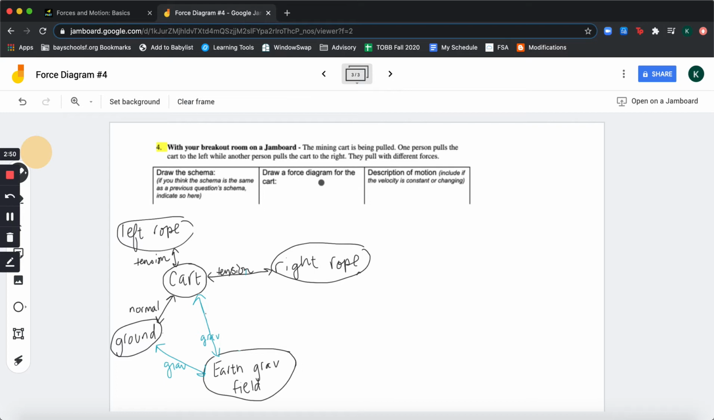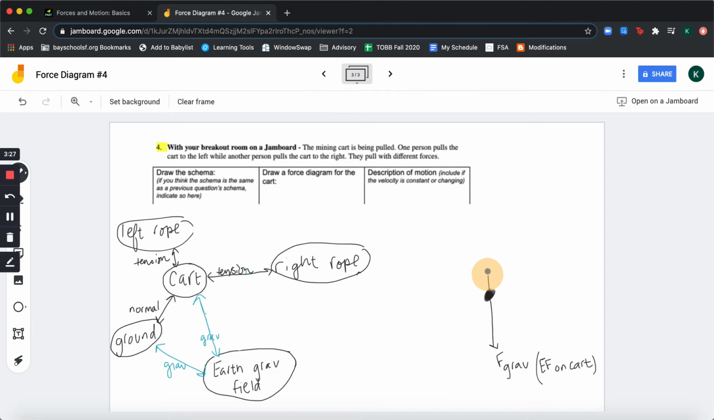Now our task is to draw a force diagram for the cart. So we're going to represent the cart with a dot in the middle. And we have the Earth's gravitational field pulling the cart down. And we're going to notate that by the force of gravity. And the agent is Earth's gravitational field on cart. The cart is the victim. It is feeling that force.